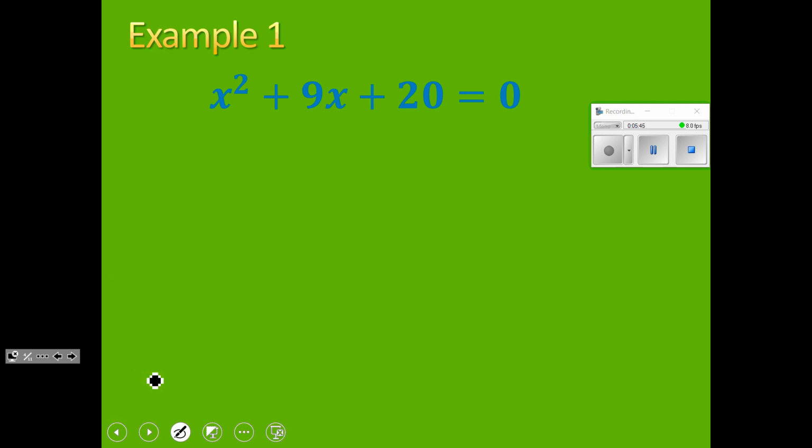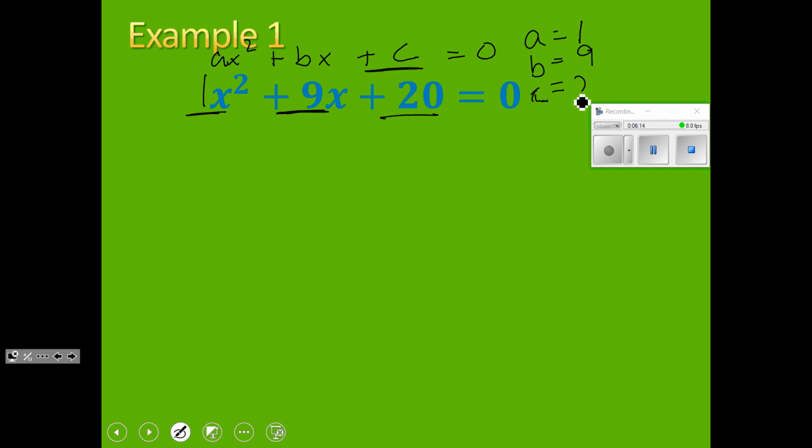Number 2, what we're going to do is label A, B, and C first of all. Let's figure out, if it's in the right form, ax squared plus bx plus c equals 0. We know a is equal to 1 because there's a 1 in front of the x squared. We know b is equal to 9, and we know c is equal to 20.